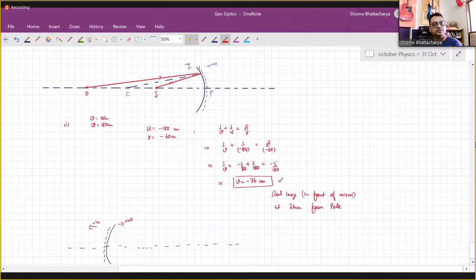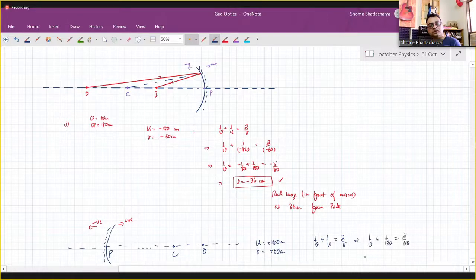So here, the center of curvature is over here, and the object is placed somewhere over here. In this case, our u will be taken as plus 180, and our R will be taken as plus 60. Using this formula, we will get v as plus 36. This will have the same interpretation, because now the space in front of the mirror is our positive side.